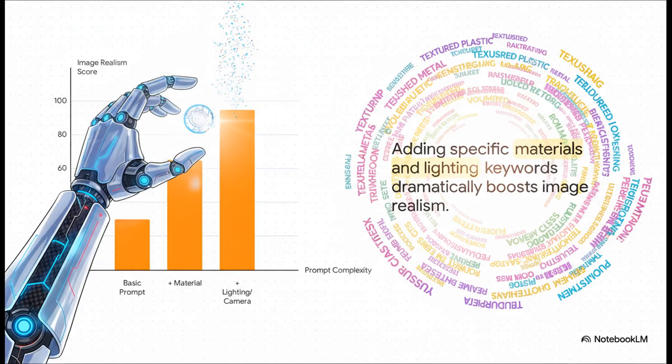A basic prompt, that'll get you maybe 30% of the way there. But look what happens when you just add specific materials. Boom, you're already more than doubling that realism score. And then, when you add the lighting and camera details, you're jumping up to 95%. That's an image that's almost impossible to tell from a real photo.